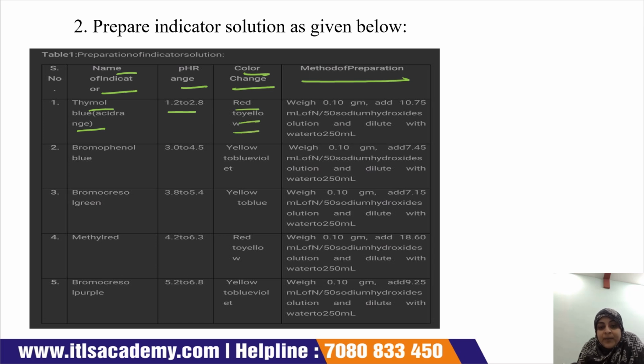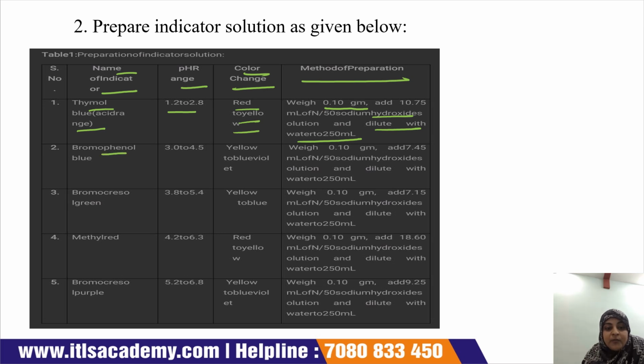Okay, so the method of the preparation. For this we have to weigh 0.10 gram of thymol blue, and into it we are going to add 10.75 ml of N/50 sodium hydroxide solution and dilute it with water to 250 ml.